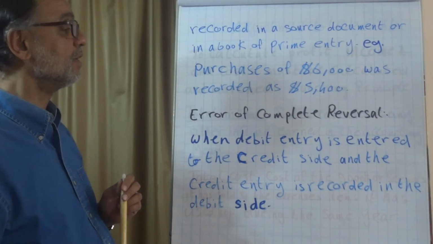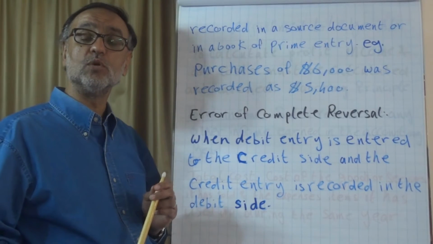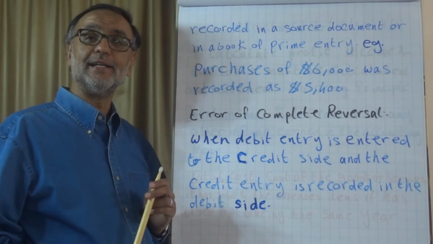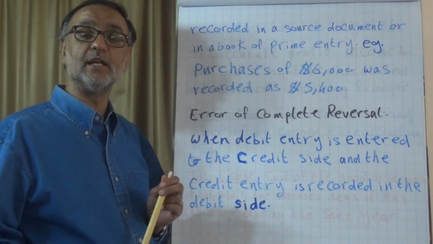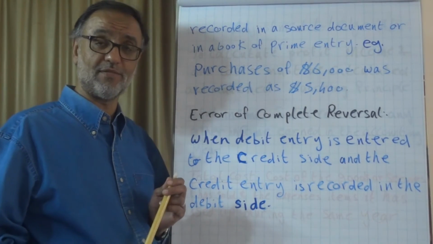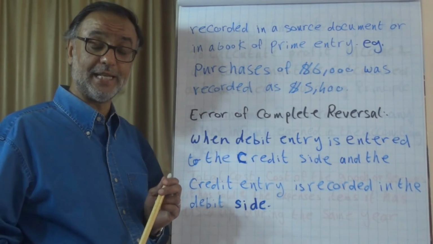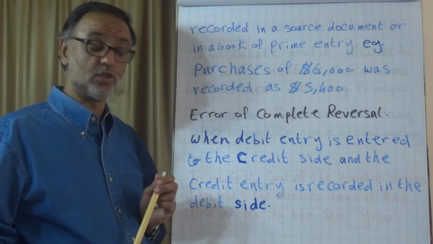Error of complete reversal. The entry was posted on the opposite sides. So the debit was posted as credit and the credit was posted as debit. This will not affect the balances, but it's really affecting the accuracy of the financial statements.